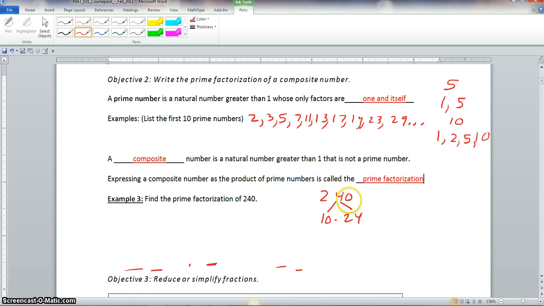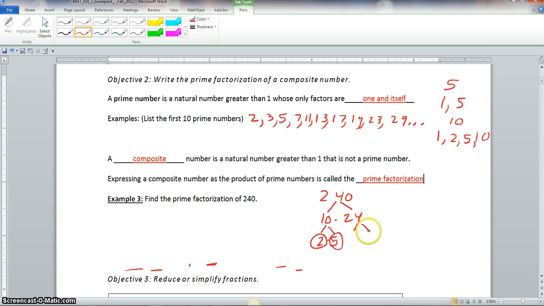10 times 24 is 240. Now we could break 10 down to 2 times 5. 2 is prime and 5 is prime. I like to circle it just to show that I'm done with that leg of the problem.